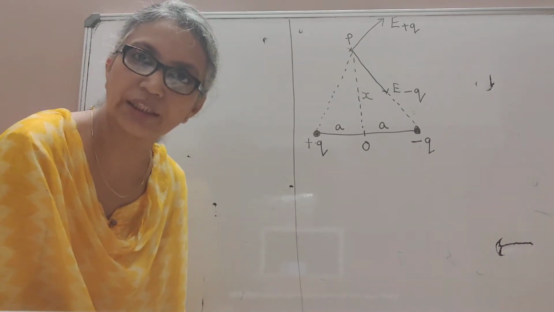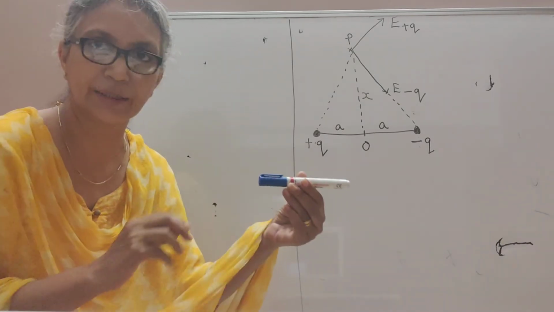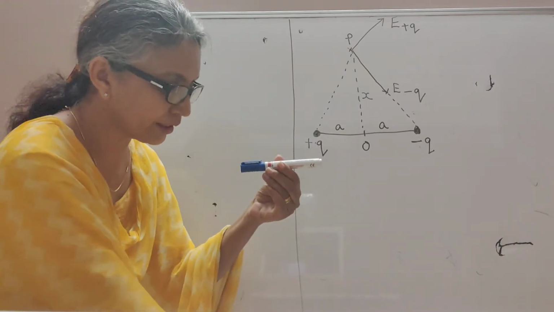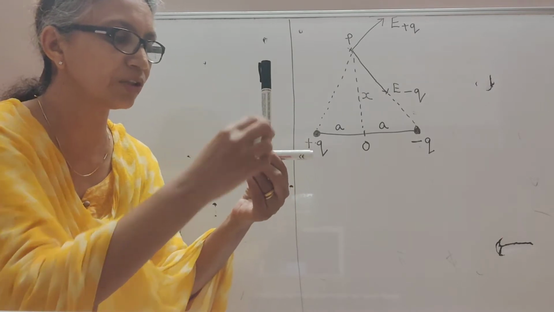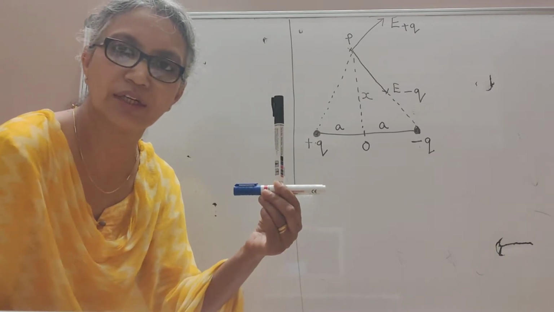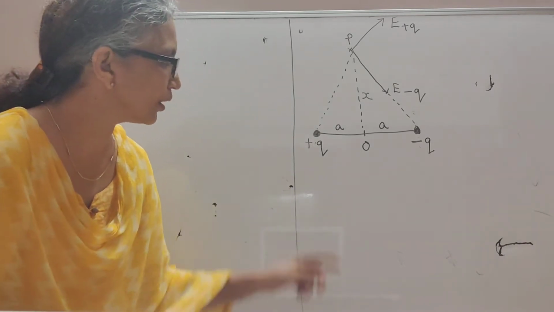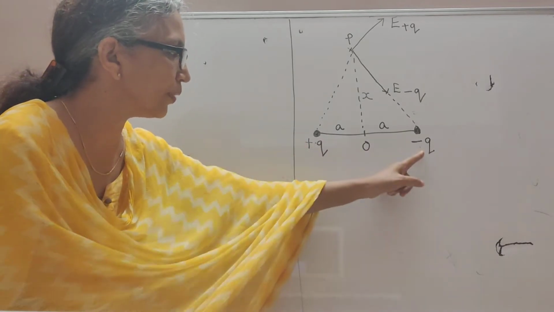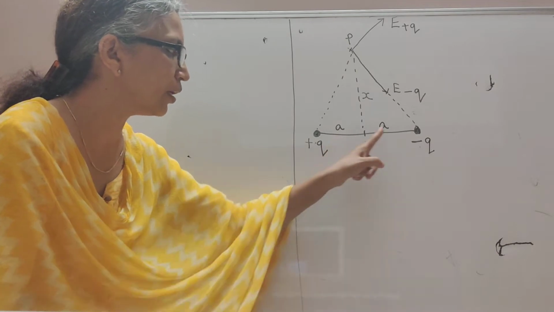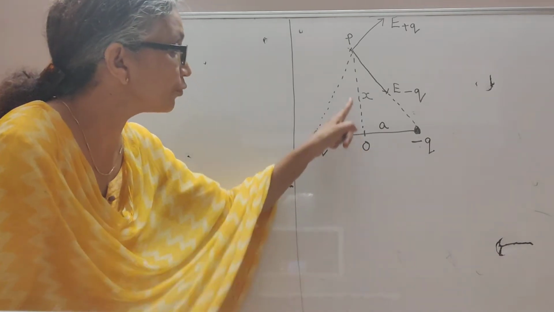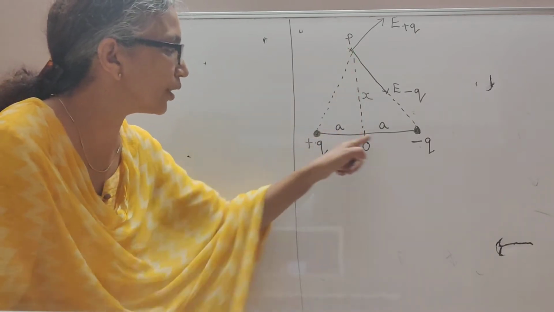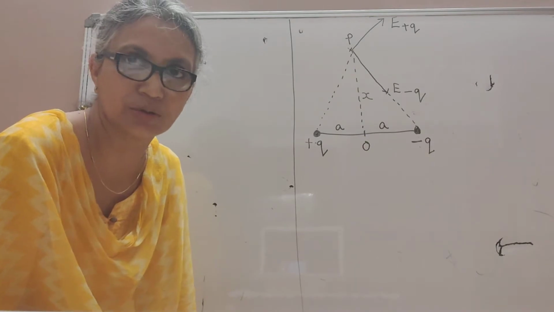Let me first tell you what an equatorial point is. See, if this is your dipole, plus q and minus q separated by a distance 2a, and if you have a line which is passing through the center but perpendicular to the axis, such a line is what you call the equatorial line. So if you look at my diagram here, we have the plus q and the minus q. From here to here, this is the center of the dipole. So this is a, this is another a. Then I have taken an equatorial axis, meaning a line, this dotted line passing through the center and perpendicular to the axis, is what you call the equatorial line.